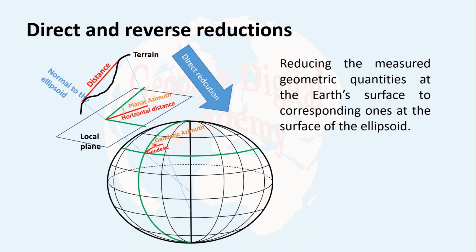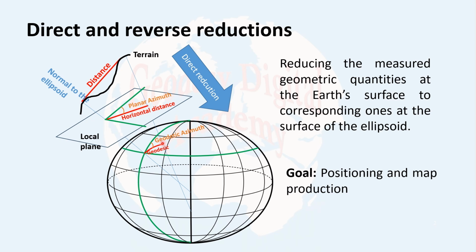Direct reduction means reducing the measured geometric quantities at the surface of the Earth to corresponding ones at the surface of the ellipsoid. So the goal of this process is positioning. For example, if we have coordinates for one point, which I am showing here, and I have the geodesic distance of this point and another point, for example, here, and also the geodetic azimuth between the points, I can determine the coordinates of this point.